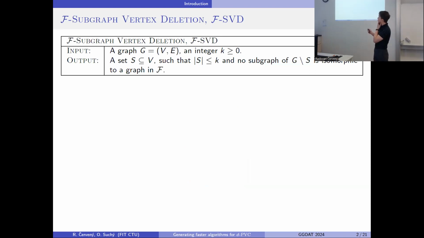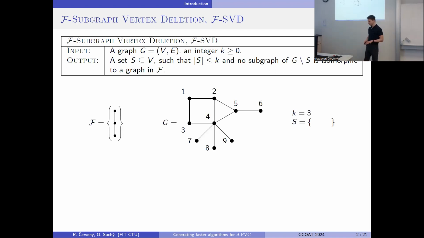Your input is some graph G, and you are given an integer k, and I ask you to give me some subset of vertices S of size at most k, such that if I remove it from my graph, the remaining graph will not contain any graph from F as a subgraph.